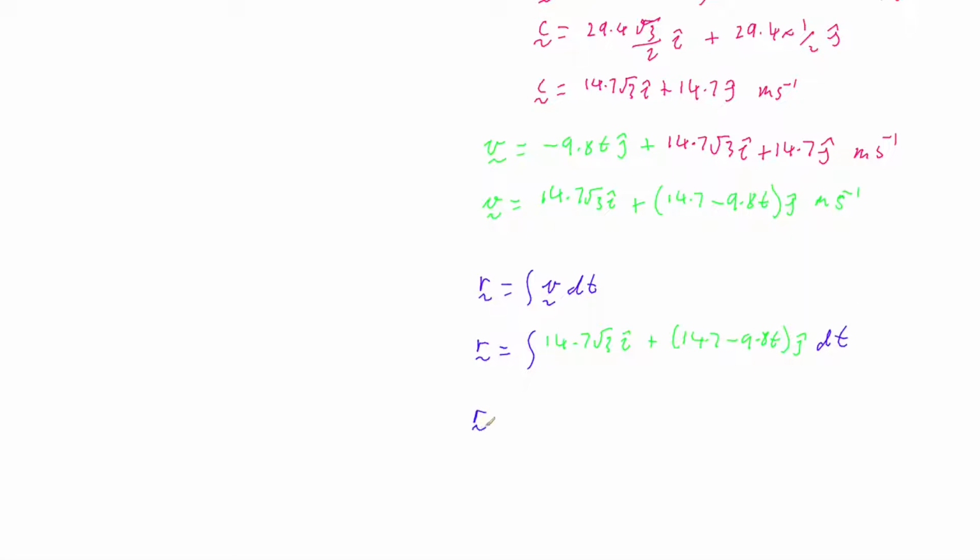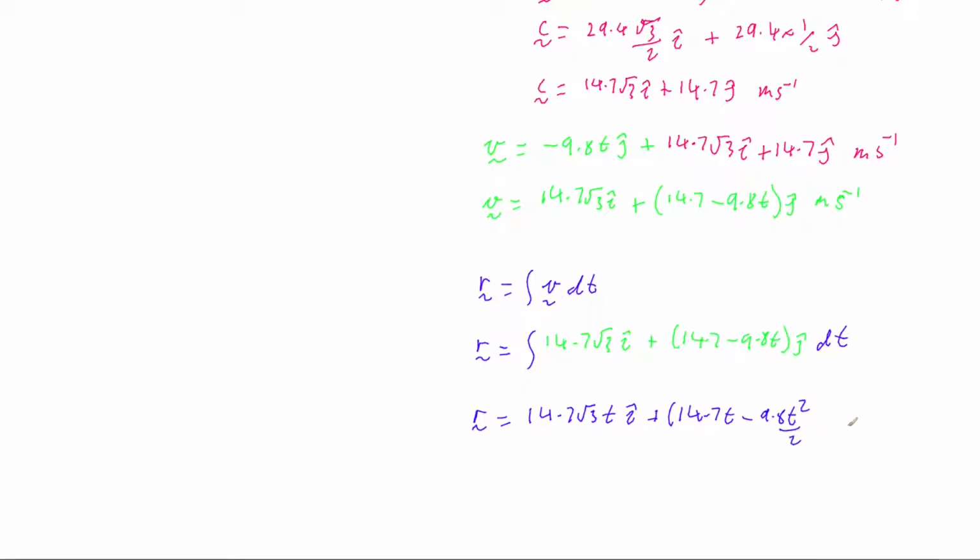So if we do our integration, we're going to have 14.7 root 3 t in the i direction and 14.7t, and we're going to have 9.8 t squared on 2 plus c. And c again is a vector. And that's in our j direction. I almost forgot our j.